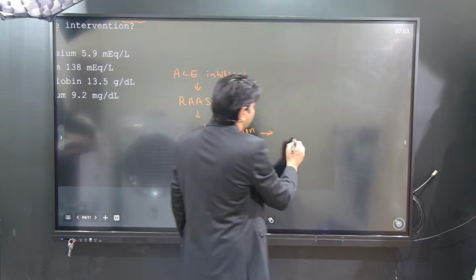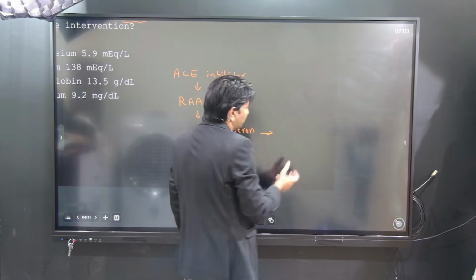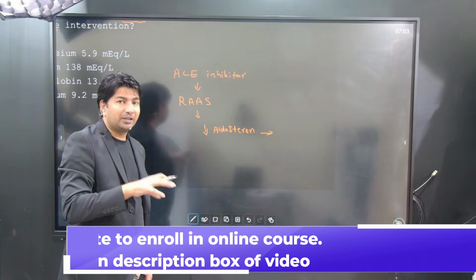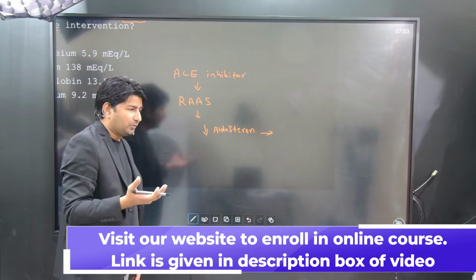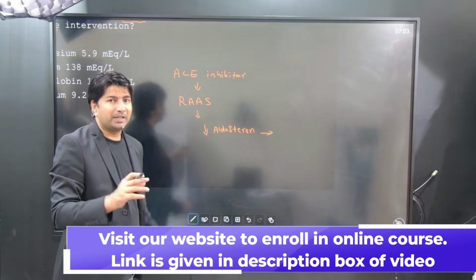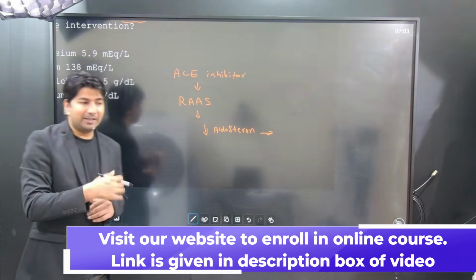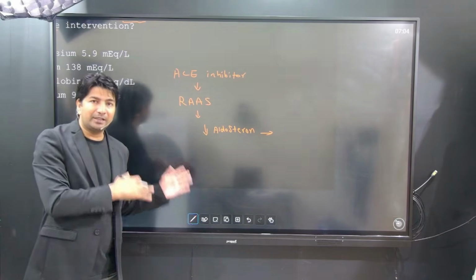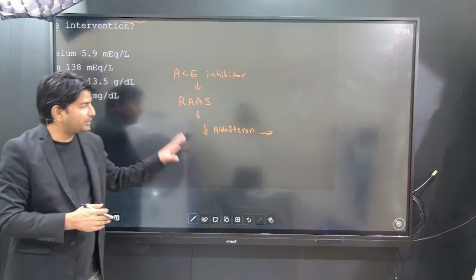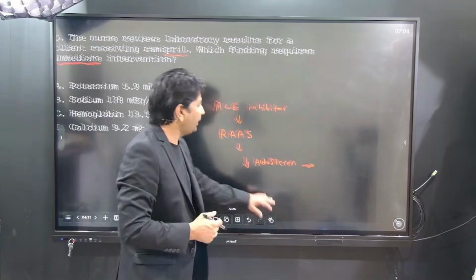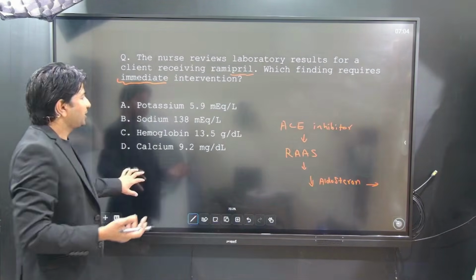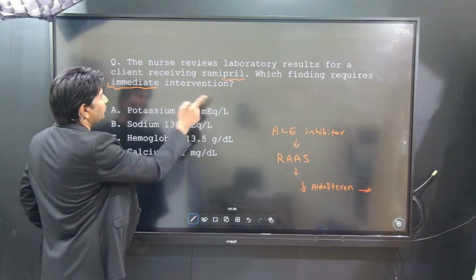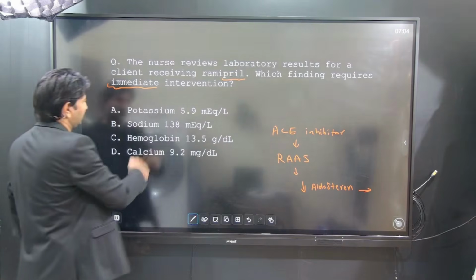Aldosterone. It means less sodium reabsorption. It means less sodium will enter into the blood from the collecting duct to the blood vessels. So if less sodium is coming inside the blood vessels, then less potassium will go outside from blood vessels to the collecting duct of the nephron. It means there will be retention of potassium due to the angiotensin converting enzyme inhibitor drugs. So which is the more serious lab value here?